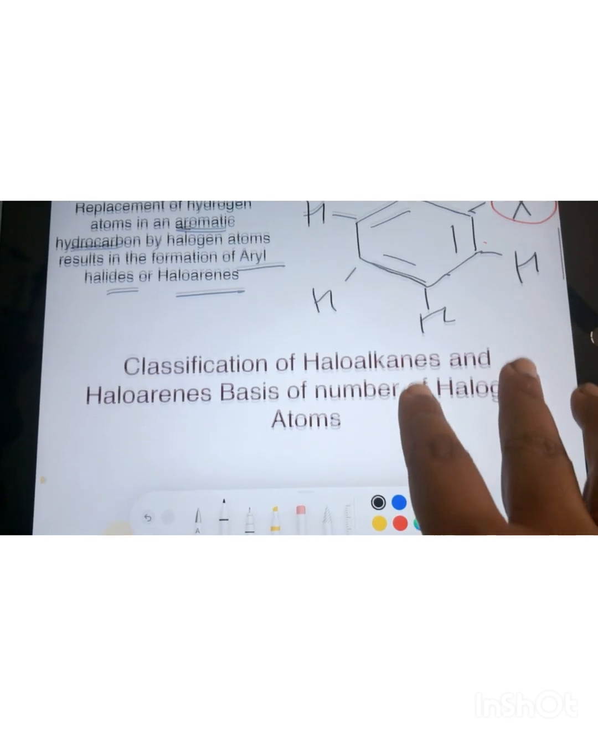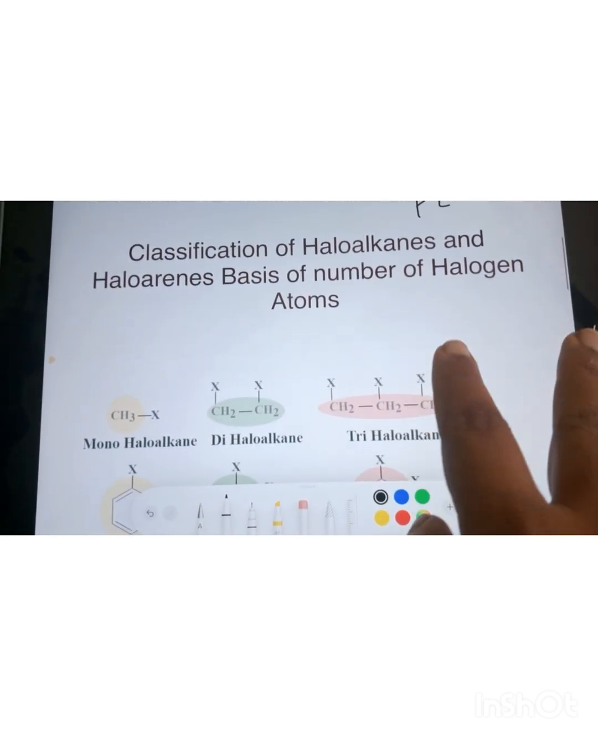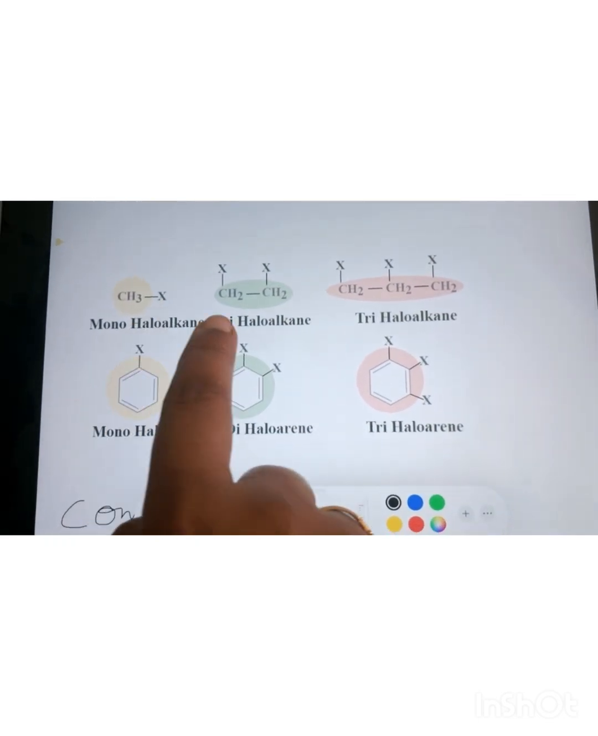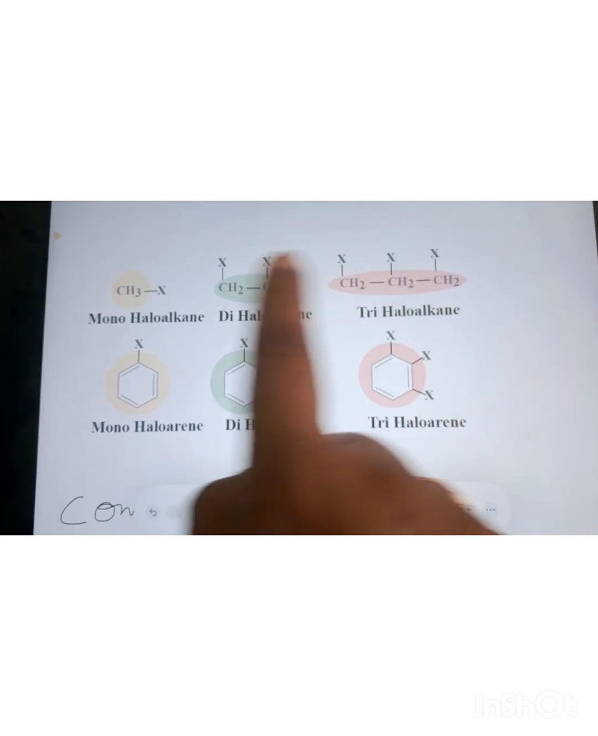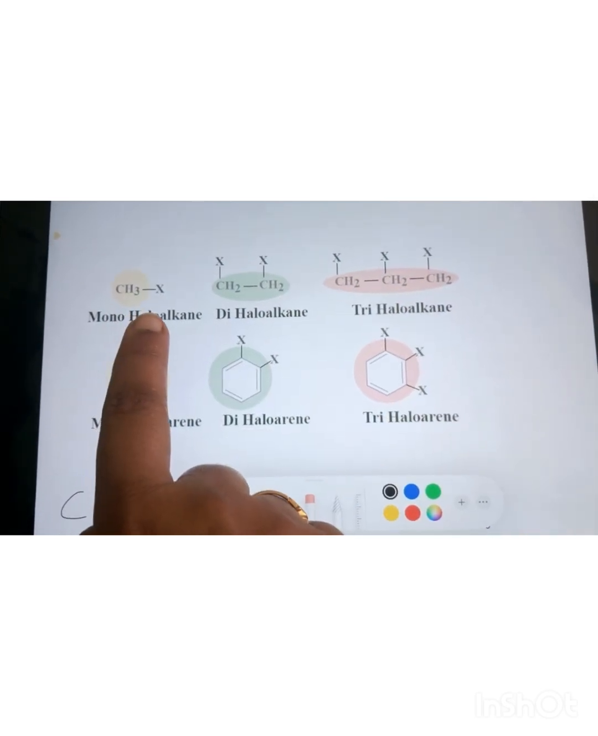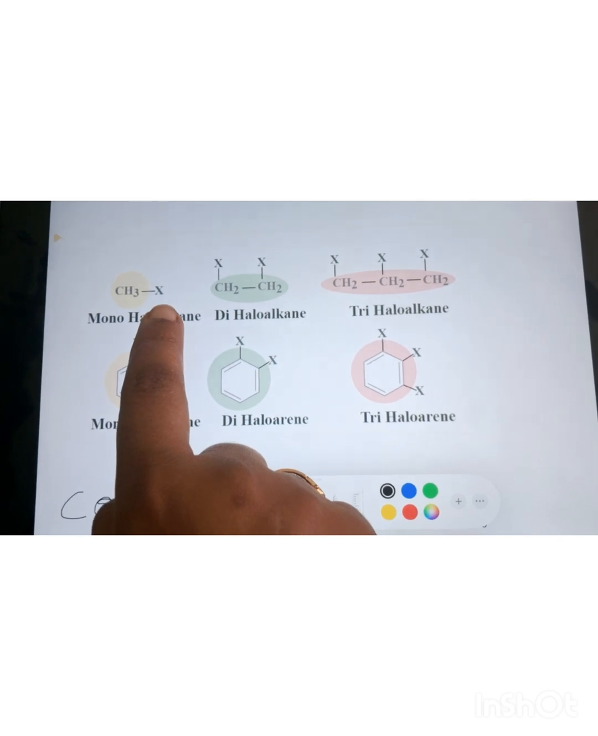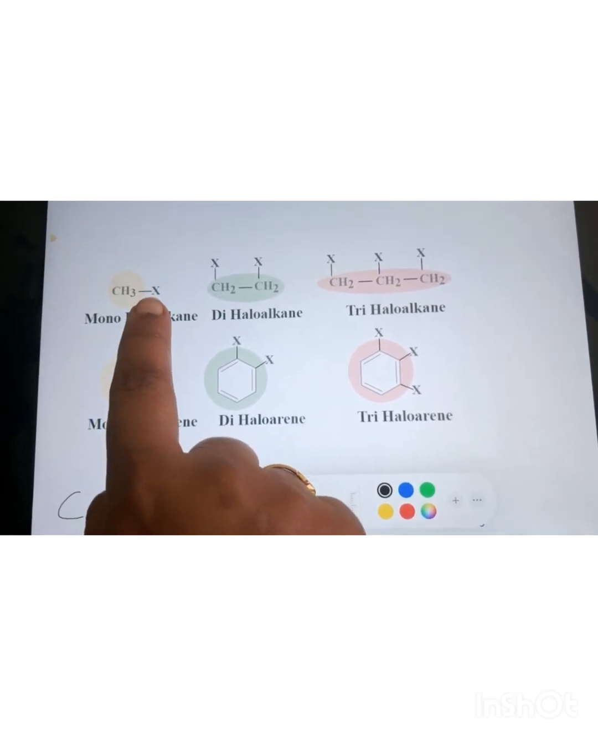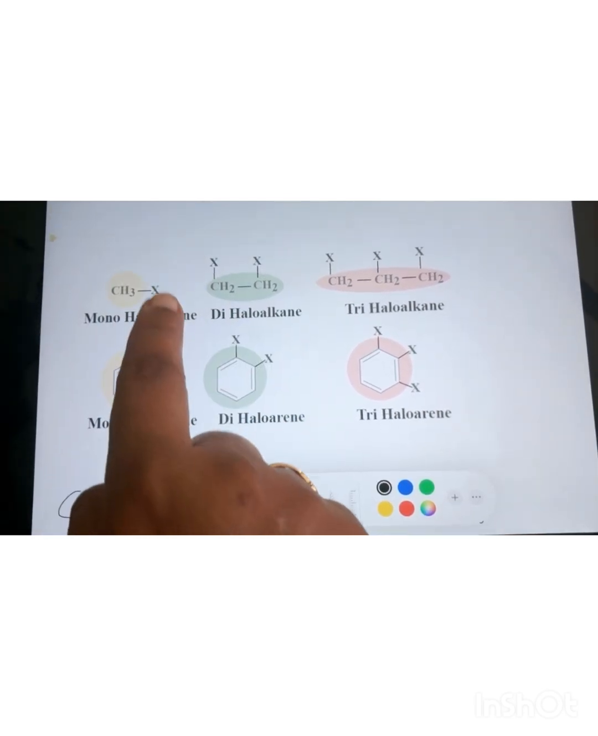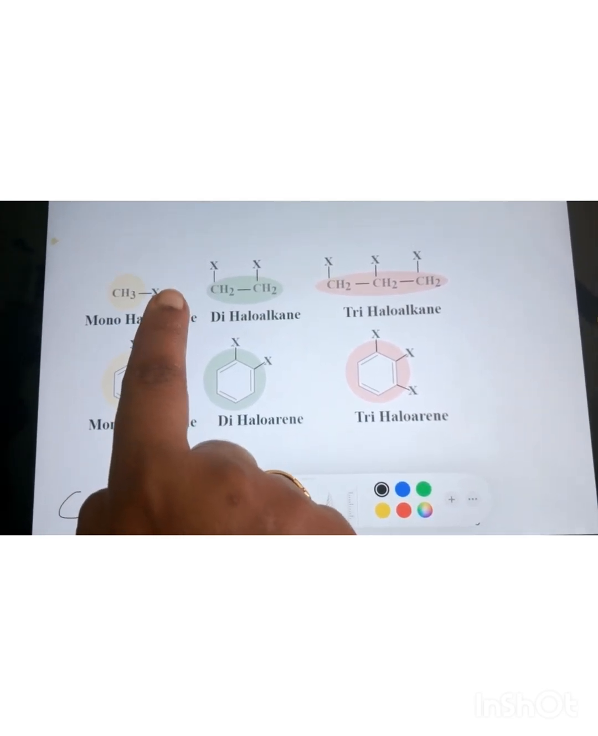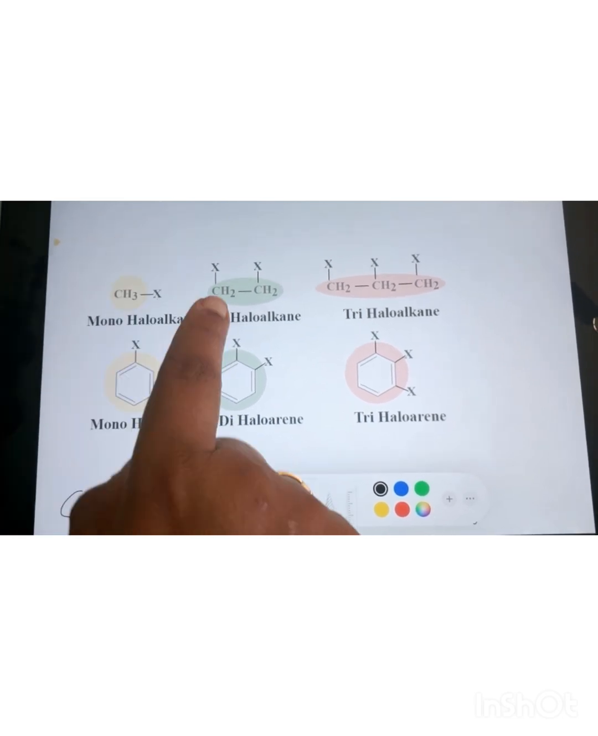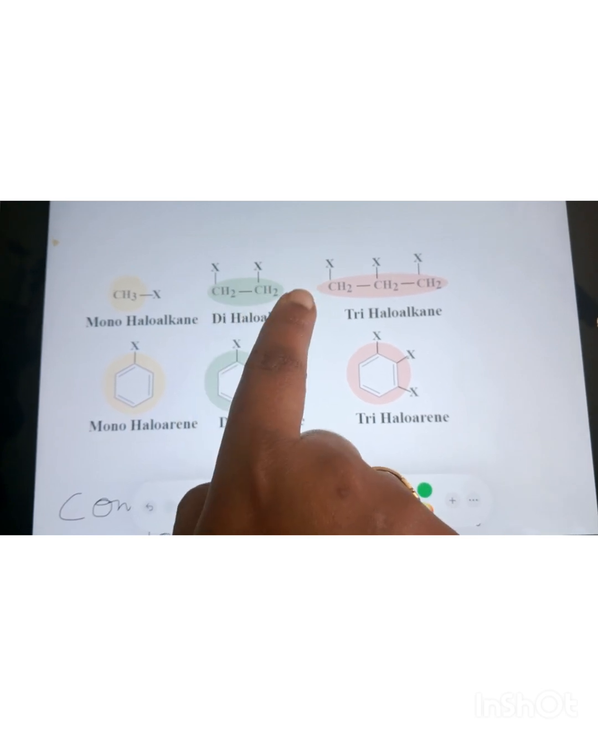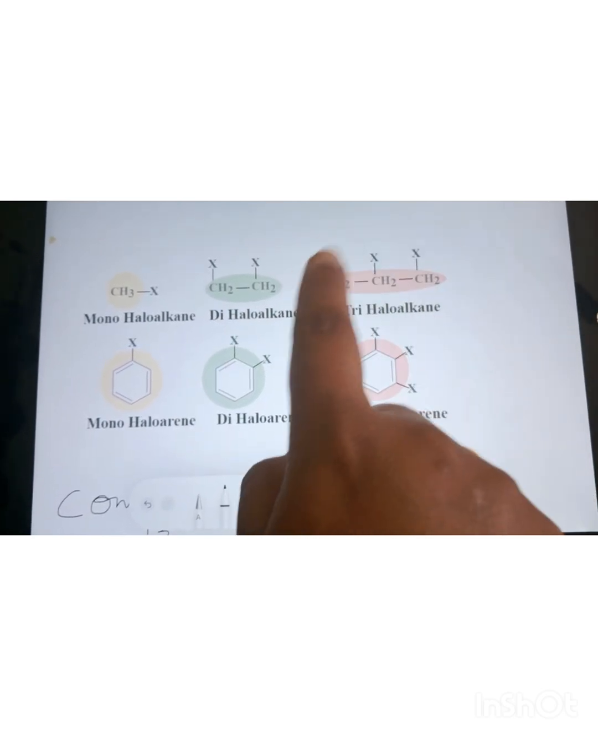Now let's go with the classification of haloalkanes and haloarenes based on the number of hydrogen atoms replaced by halogen. You can see monohaloalkanes, dihaloalkanes, trihaloalkanes. Mono, di, tri is just 1, 2, 3. Here one hydrogen atom has been replaced by a halogen, so it is a monohaloalkane. Initially methane CH4, with one hydrogen replaced by a halogen becomes CH3X, like methyl chloride, methyl bromide. For dihaloalkanes, two halogens are attached, and for trihaloalkanes, three halogens are attached.